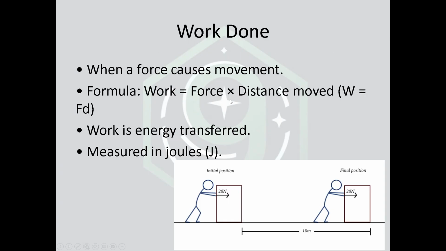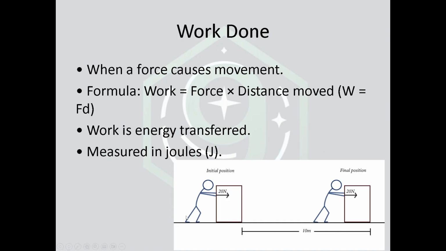Now we're going to do work done. So work done is when a force moves an object. It has the formula work equals force times distance moved, which can be abbreviated to W equals FD. Work is essentially energy transferred and is measured in joules. Make sure not to get caught out with units again. For example, if they gave you kilojoules, you'd have to convert to joules by timesing by 1,000.